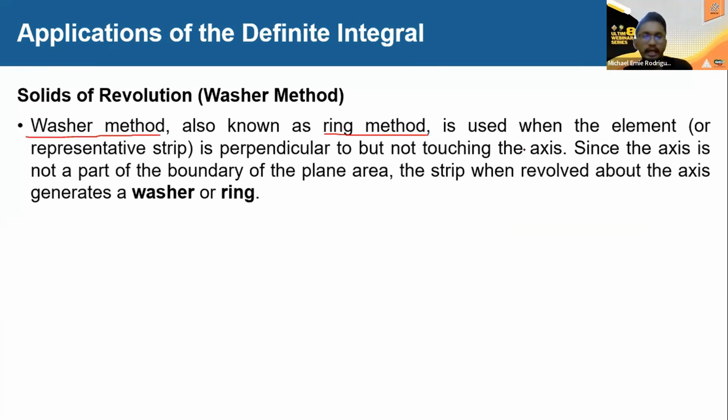So this is used when the element or representative strip is again perpendicular to, but this is not touching your axis. Okay, so yun ang difference between disk and washer. And then since the axis is not a part of the boundary of the plane area, the strip when revolved about the axis generates a washer or a ring.